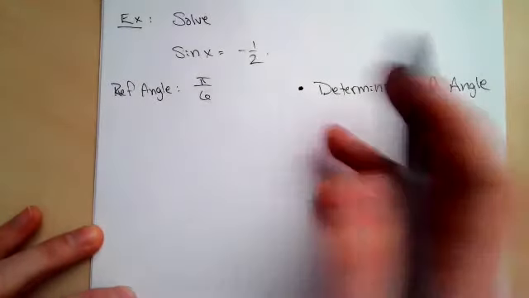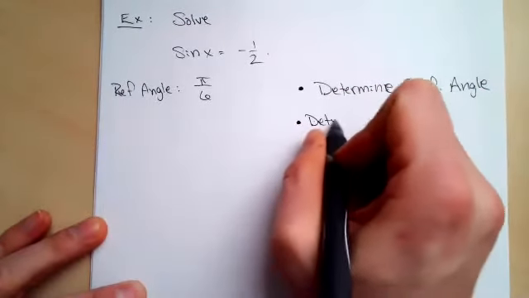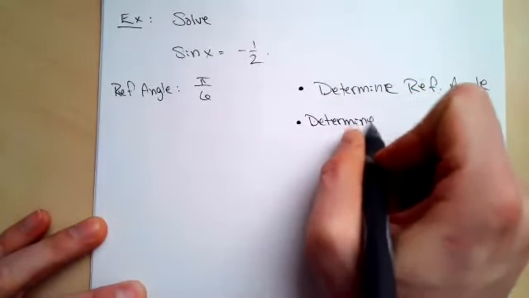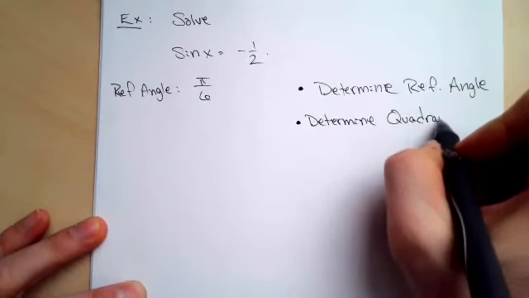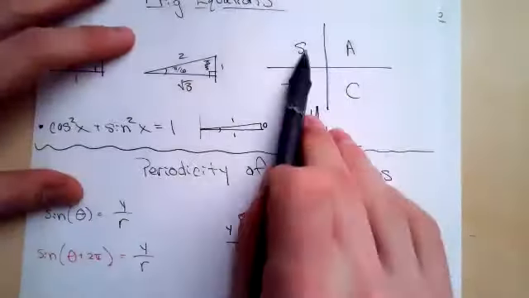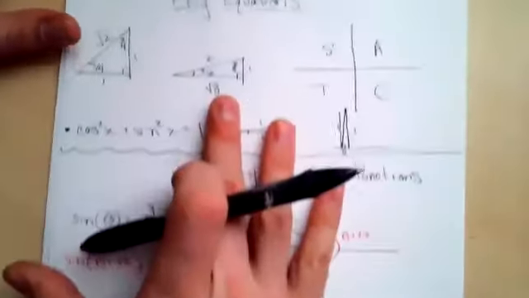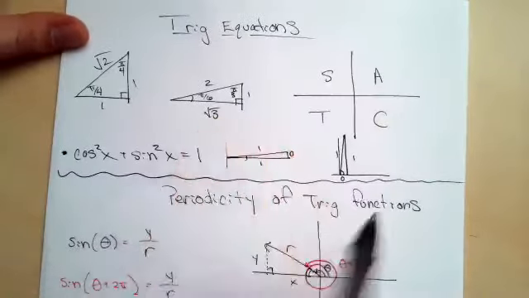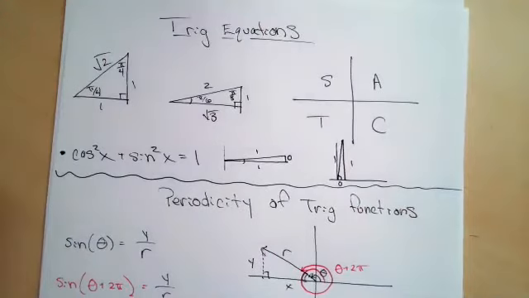Now what do we want to do? We want to pay attention to this minus sign. This is where we're going to determine the quadrants. And so this brings up our positive negative sheet, the "All Seniors Take Calculus" diagram. This is what determines the quadrants. So this minus sign in this diagram will help us figure out what quadrants these angles should be in.